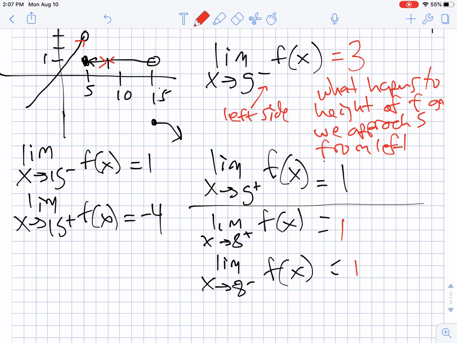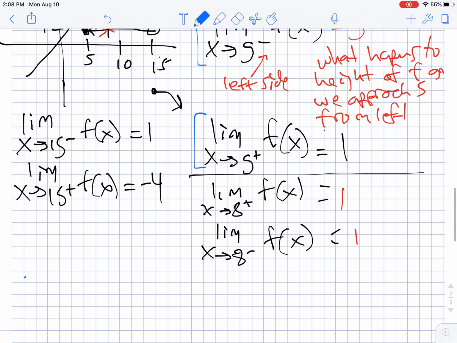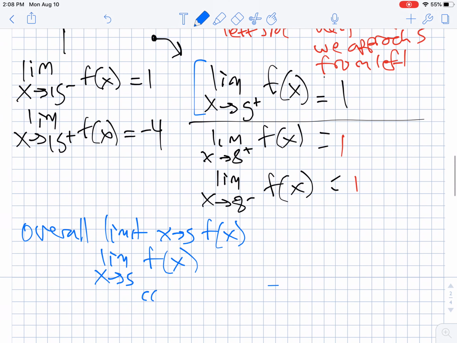One thing you're probably asking here is, let's look back at what's going on at 5. What we see at 5 is the left-hand limit is 3 and the right-hand limit is 1. But what if I ask for the overall limit as x approaches 5 of f(x)? If I ask for the limit as x goes to 5 with no sides on it, in this case, you just need to consider both sides.